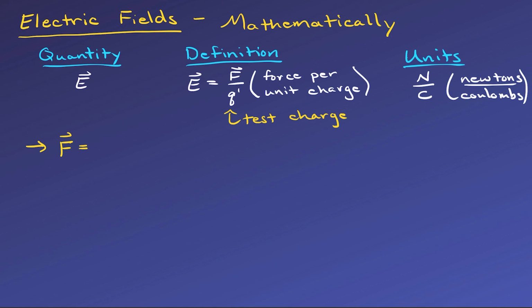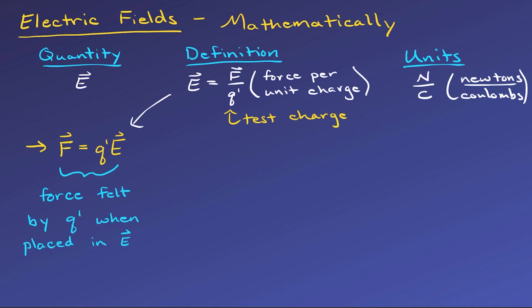If we rearrange our definition of the electric field, we get F equals Q prime times E, the electric field. This is the force F that is felt by the test charge Q prime when Q prime is placed in an electric field E. Here, since we already know the electric field value, the source charge creating the electric field isn't necessary to find the force on Q prime.